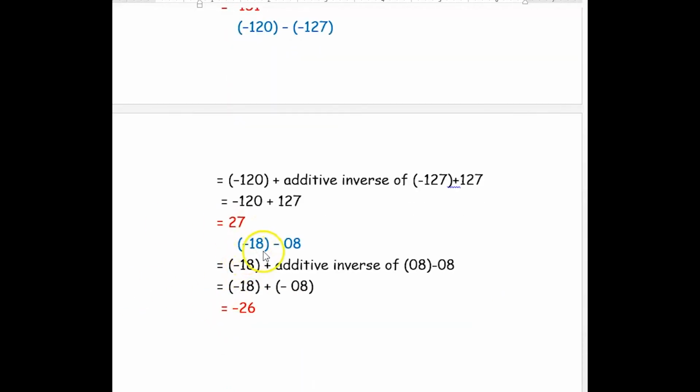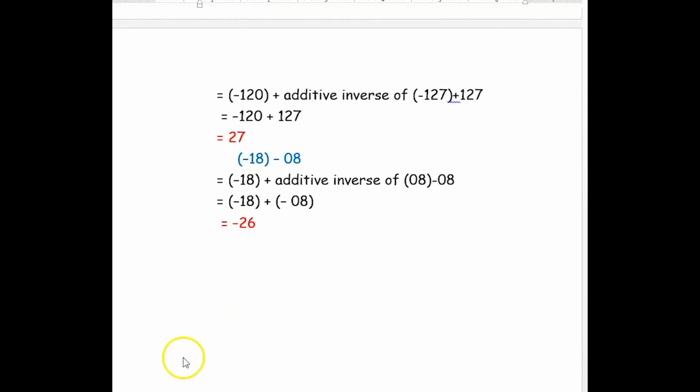Next is negative 18 minus positive 8. So negative 18, minus will become plus, that is addition. And then what we want to take? The additive inverse of this 8. So it will be minus 8. So negative 18 plus negative 8 will be negative 26.